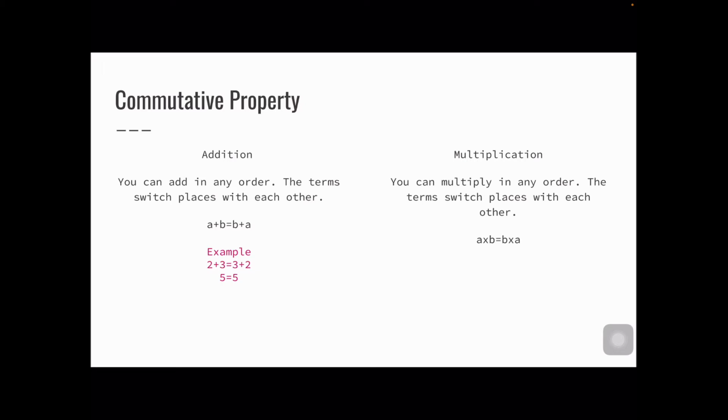The commutative property for multiplication tells us that you can multiply in any order as well. So the terms can switch places with each other and still give us the same results. So if I multiply a times b, that's the same thing as multiplying b times a. Or in another more specific example, 2 times 3 gives me 6, which is the same thing that 3 times 2 will give me. So again, the key word for the commutative property is that things switch places or they change the order with each other, but still give us the same results.